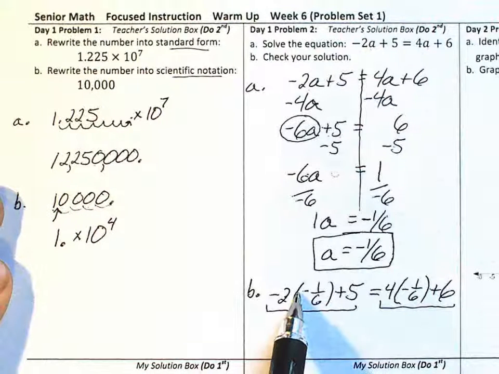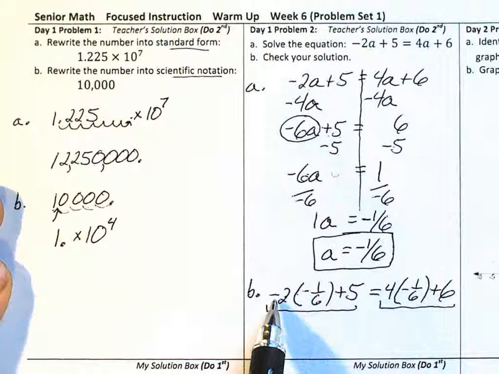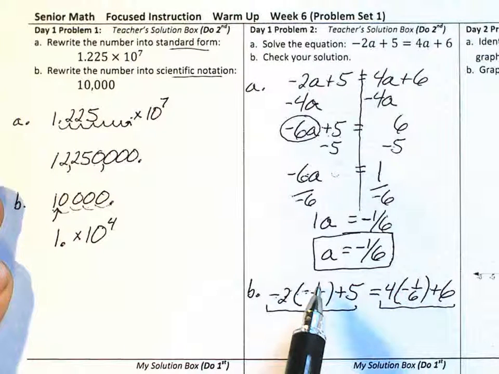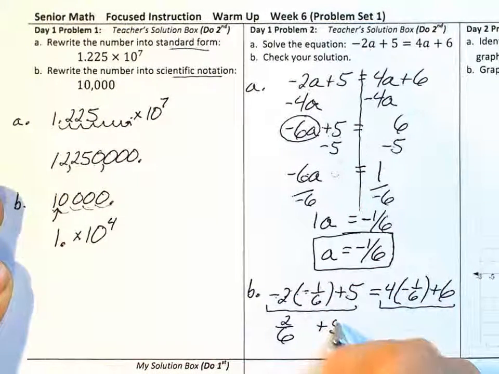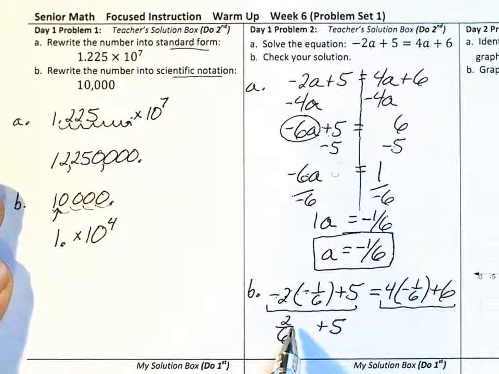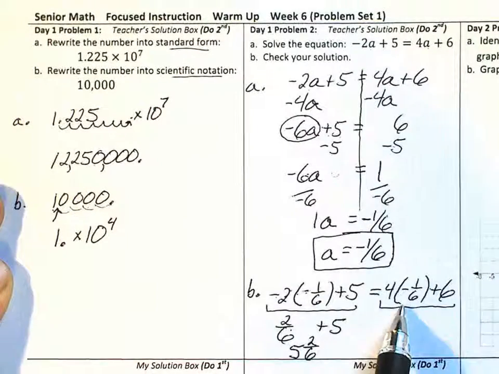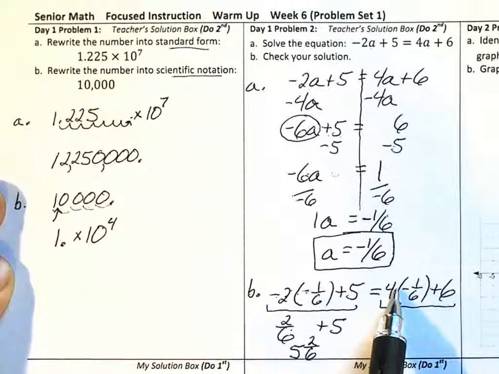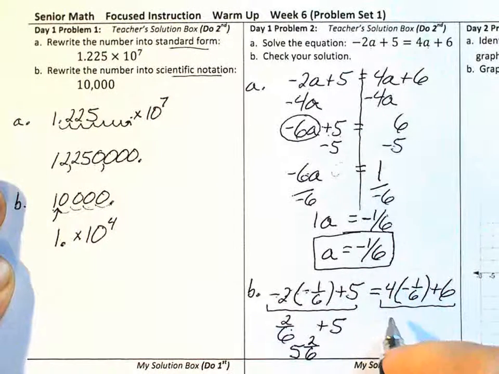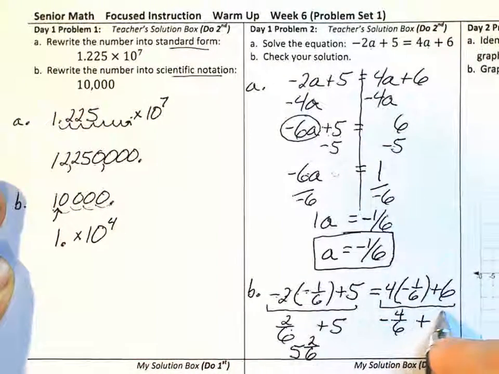So negative 2 times negative 1/6. Negative times negative is positive, and 2 times 1 is 2/6. And then here's the plus 5. So we want to figure out 2/6 plus 5. That makes a mixed number, 5 and 2/6. Now let's come over here and figure out what this makes. 4 times negative 1/6. Positive times negative is negative, and 4 times 1 is 4/6. And then here's the plus 6.